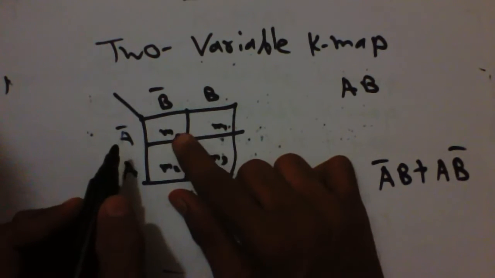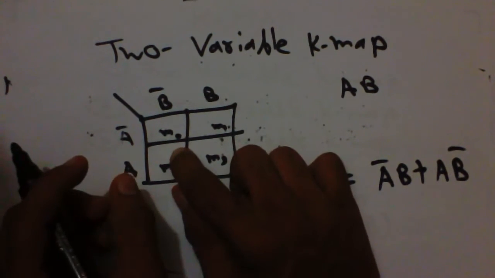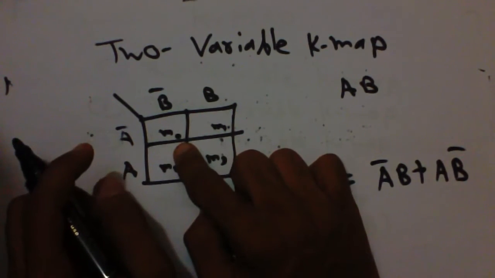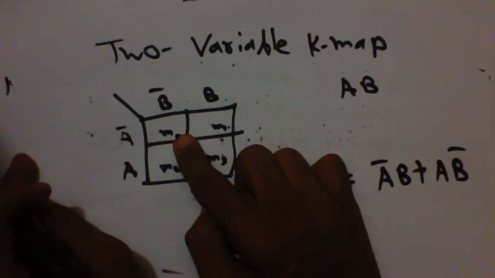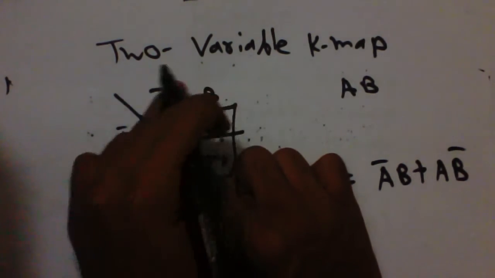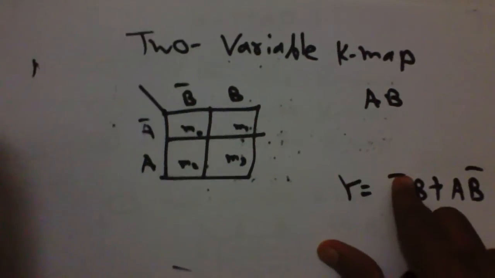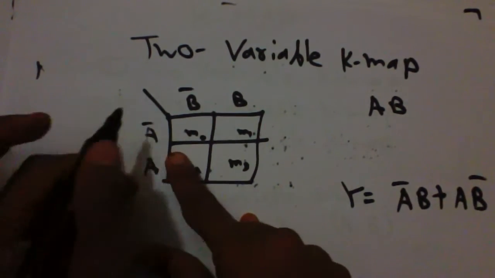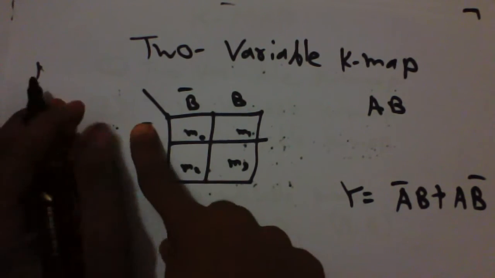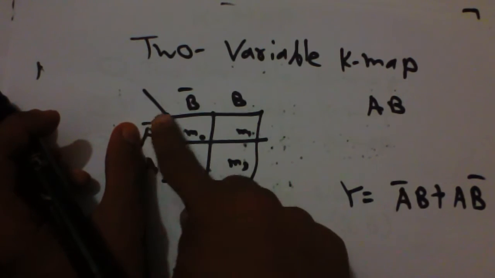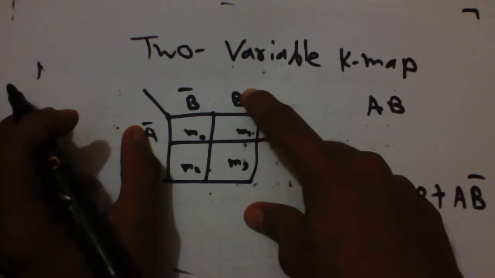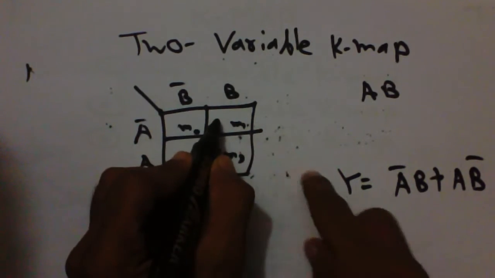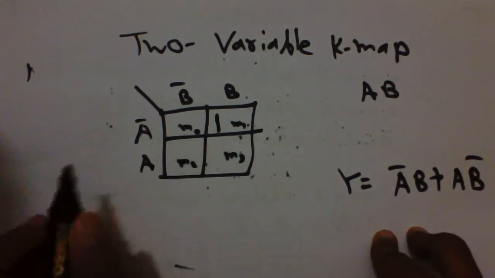For representing in a two variable K-map, or three variable K-map, or four variable K-map, always start with row and then column. So A bar B. See A bar in a row. Here is A bar. This is A bar and B. So A bar and B means these two connect here. So my point is here, so I will make this as 1.